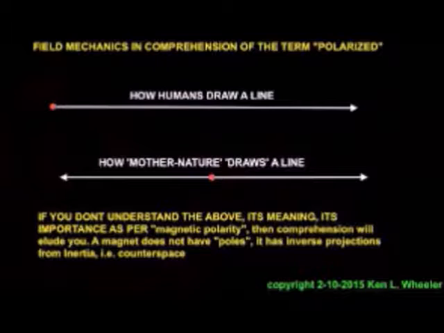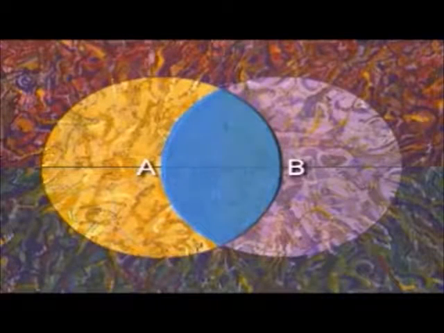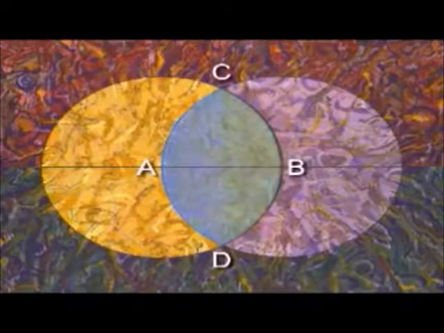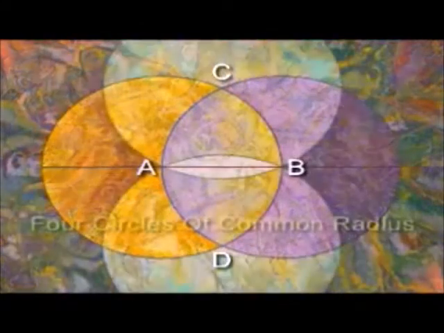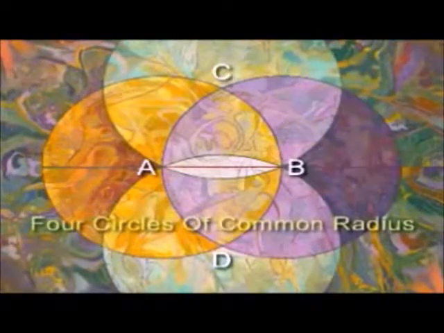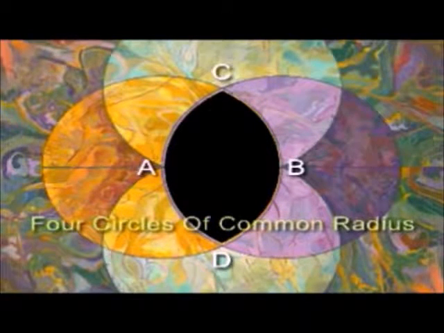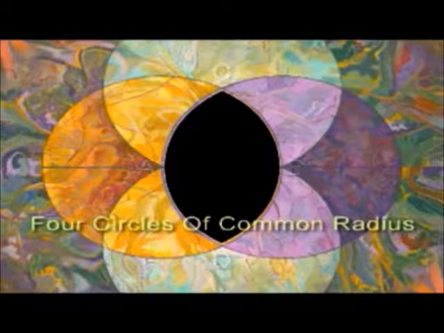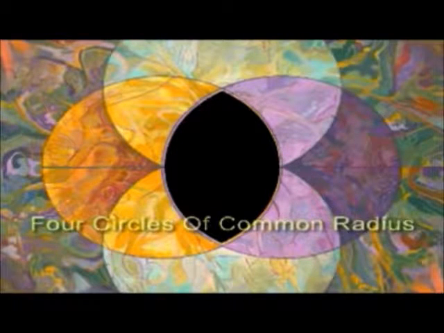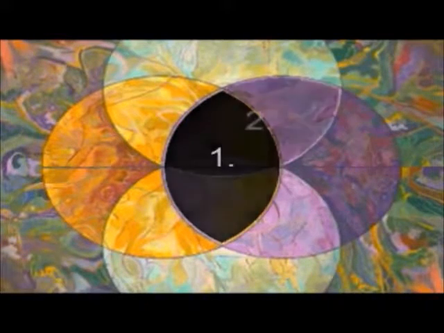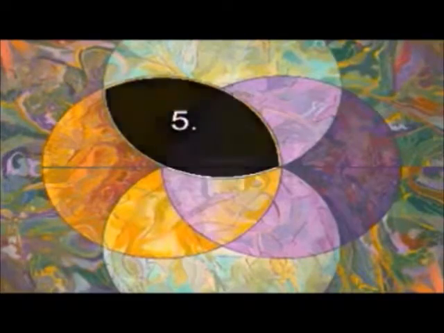When we get to four circles of common radius, which naturally evolve out of these points C and D, the Vesica Piscis is in the middle. But we have now five Vesica Piscis inside four circles of common radius. One, two, three, four, five. Interesting.